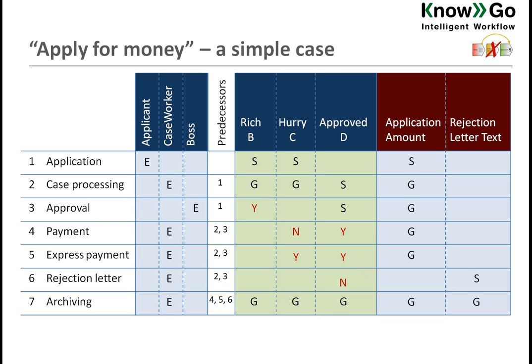Let's then look at the apply for money, the simple case here, where you have 7 steps here to the left. You have 3 roles, you have predecessors, then you have 3 decision parameters, and you have 2 data elements here. And this example is explained at length in a different video.